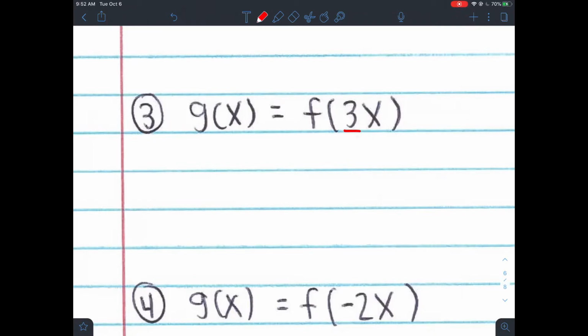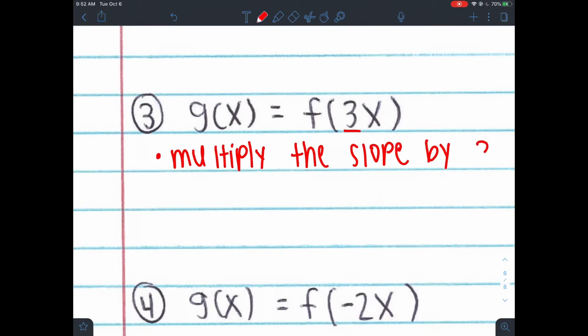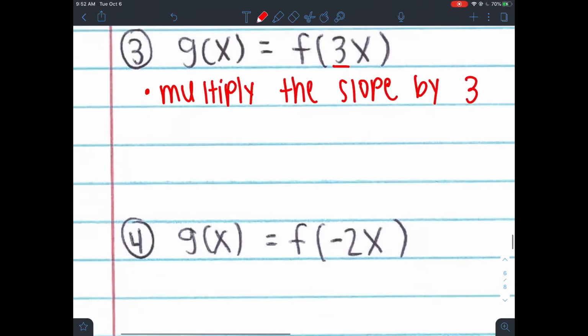Now, because that 3 is right next to the x on the inside, I'm only going to multiply it to the slope. So we're going to multiply the slope by 3. Okay, so that's the only thing that we're going to multiply it to.